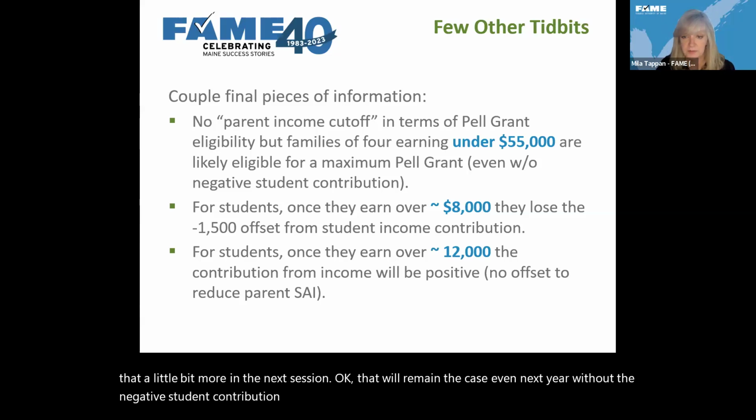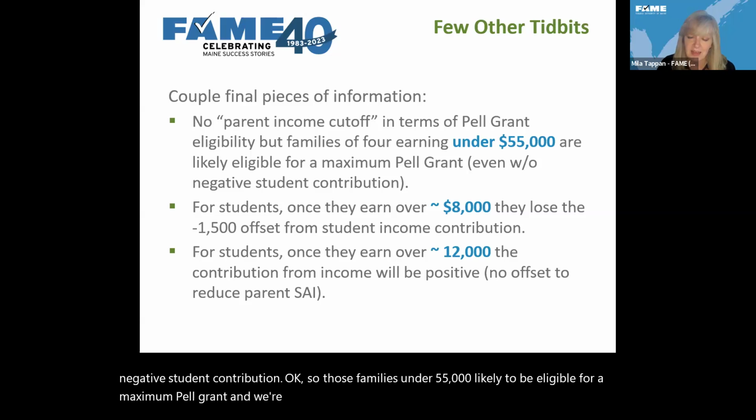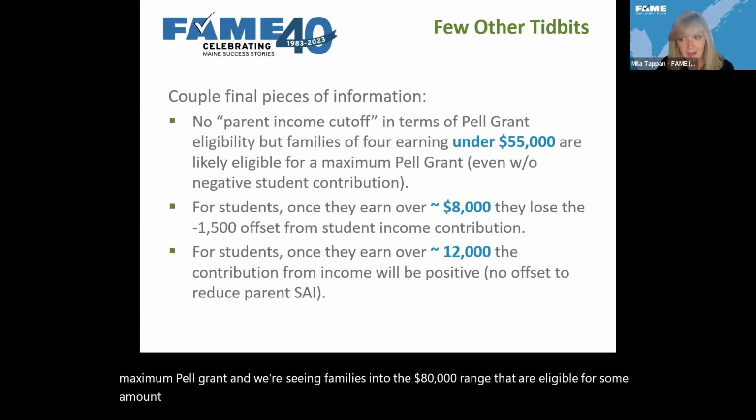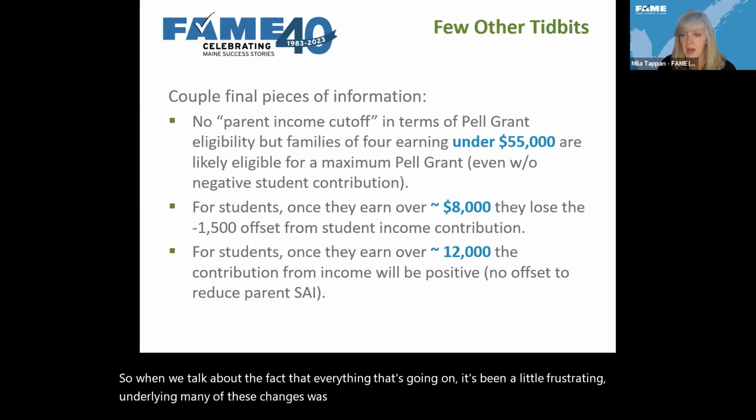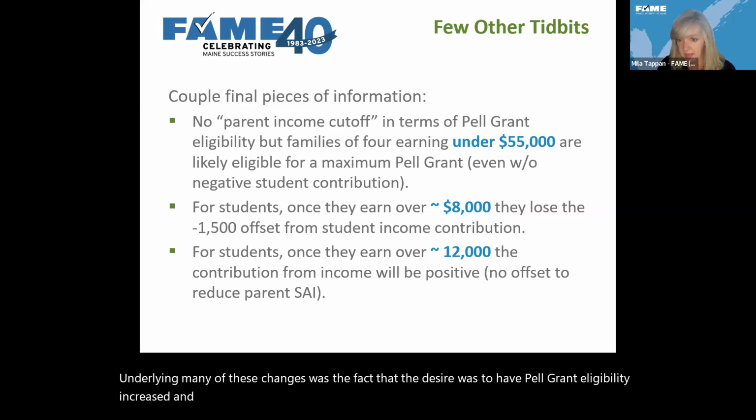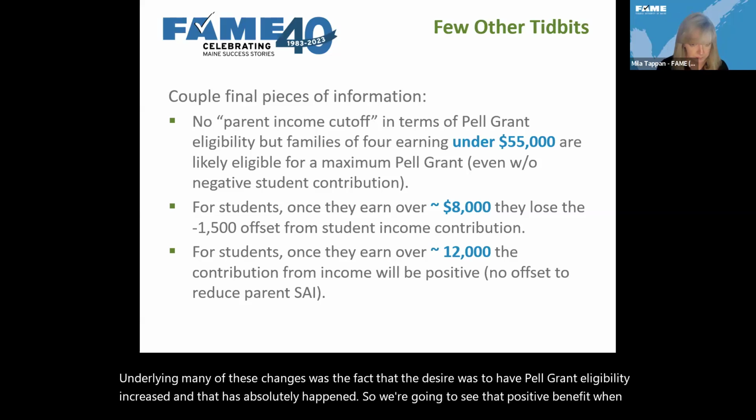So those families under 55,000 are likely to be eligible for a maximum Pell Grant, and we're seeing families into the $80,000 range that are eligible for some amount of Pell Grant, even higher in certain circumstances. So when we talk about the fact that everything that's going on has been a little frustrating, underlying many of these changes was the desire to have Pell Grant eligibility increased, and that has absolutely happened. So we're going to see that positive benefit when financial aid offers start rolling out.